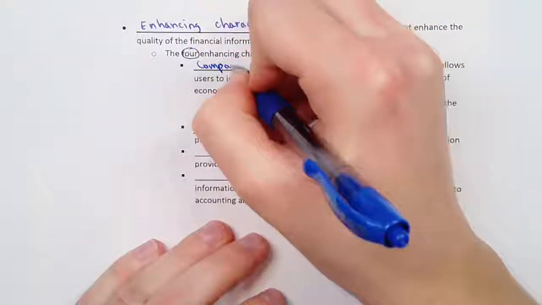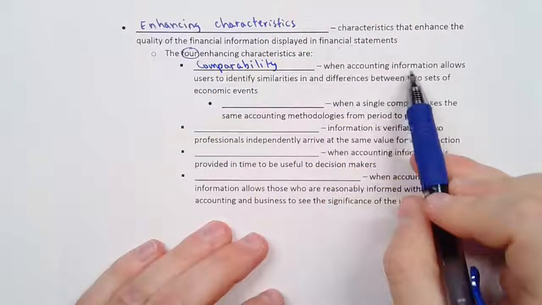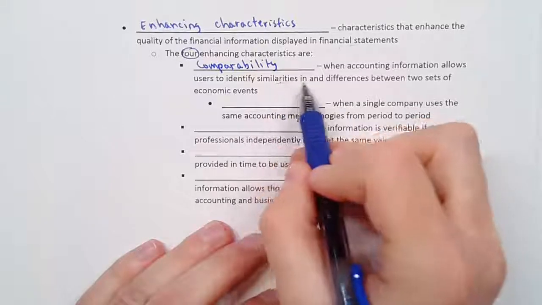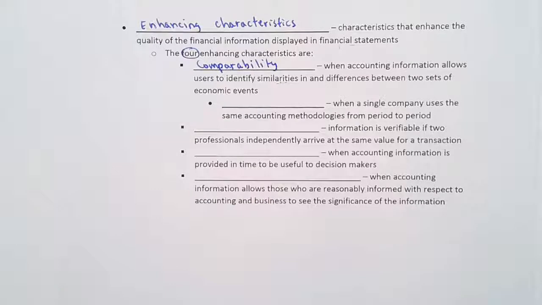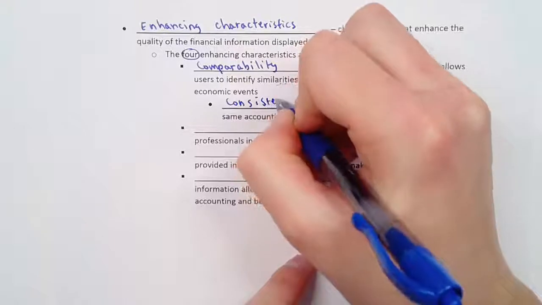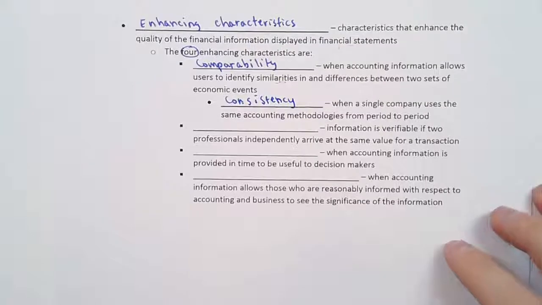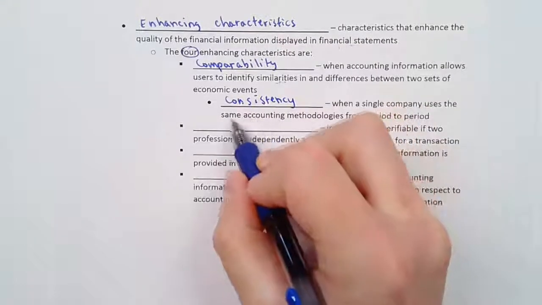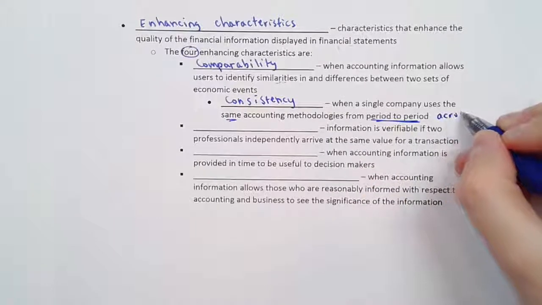Okay. And so what that means is that's when accounting information allows users to identify similarities and differences between 2 sets of economic facts. That's comparability. Okay, then we have something called consistency, which goes along with comparability, but it's a little bit different. Consistency is when a single company uses the same accounting methodologies from period to period. Right, they're using the same methodologies across time, basically. Okay, but so that's for one company across time.